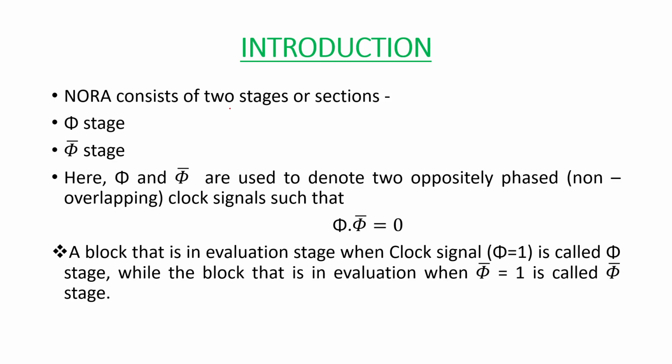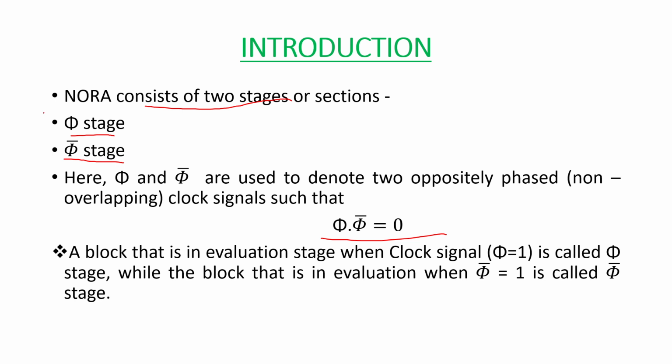So NORA basically consists of two stages or sections. One is called the phi stage and the other is called the phi bar stage. Here phi and phi bar are nothing but two oppositely phased clock signals such that phi dot phi bar equals 0. So when phi goes high, phi bar will go low, and when phi goes low, phi bar will go high. These are two oppositely phased or non-overlapping clock signals.